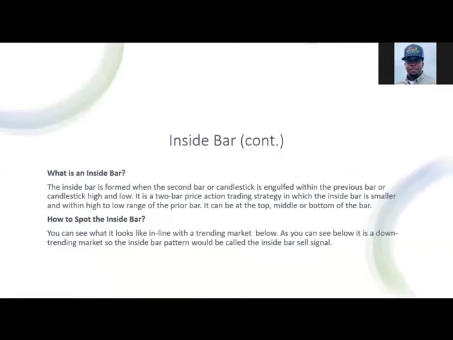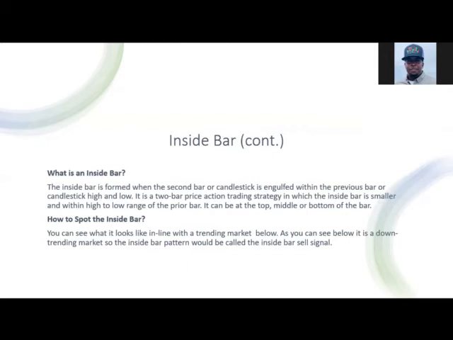Now, the inside bar, what is it? The inside bar is formed when the second bar or candlestick is engulfed within the previous bar or candlestick's high and low. It is a 2-bar price action trading strategy in which the inside bar is smaller and within the high to low range of the prior bar. It can be at the top, middle, or bottom of the bar.